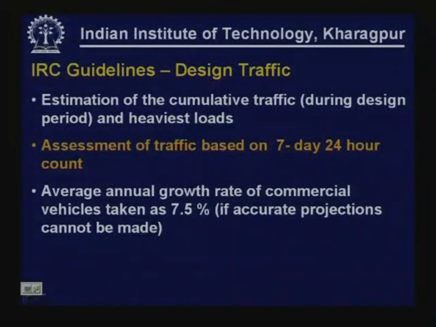For making projections, we need the average annual growth rate of commercial vehicles. We are only interested in commercial vehicles because these are the vehicles that carry heavy loads and are going to be causing damage to the pavement. The average rate of growth of commercial vehicles can typically be taken as 7.5%, but this has to be worked out on the basis of various exercises. If it is not available, IRC recommends you can take a value of about 7.5%.